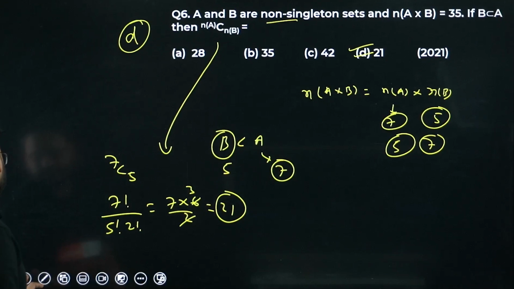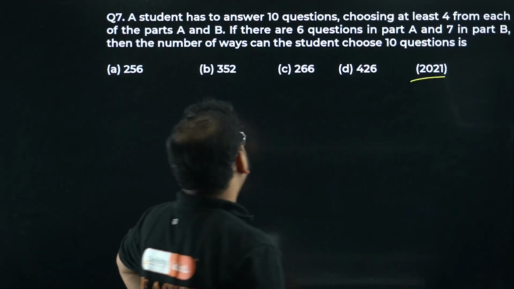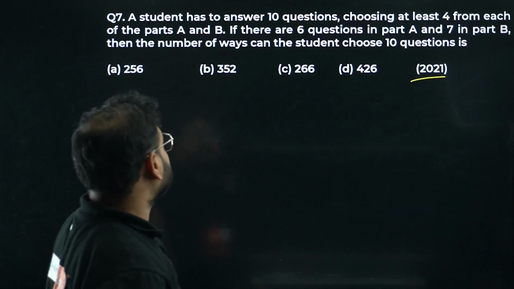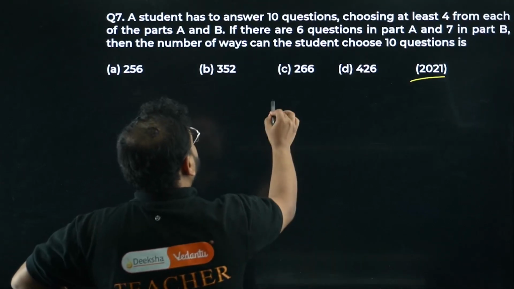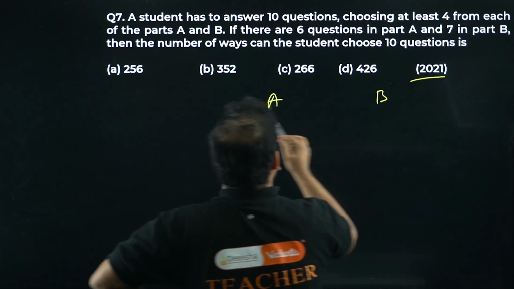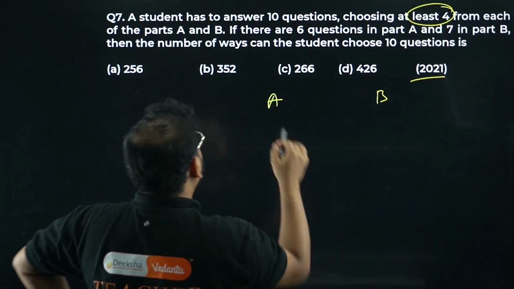Okay. 7th one now. Another PYQ from 2021. A student has to answer 10 questions, choosing at least 4 from each of part A and B. So there are 2 parts, A and B. He has to choose a minimum of 4 from each of the categories, and answer a total of 10.